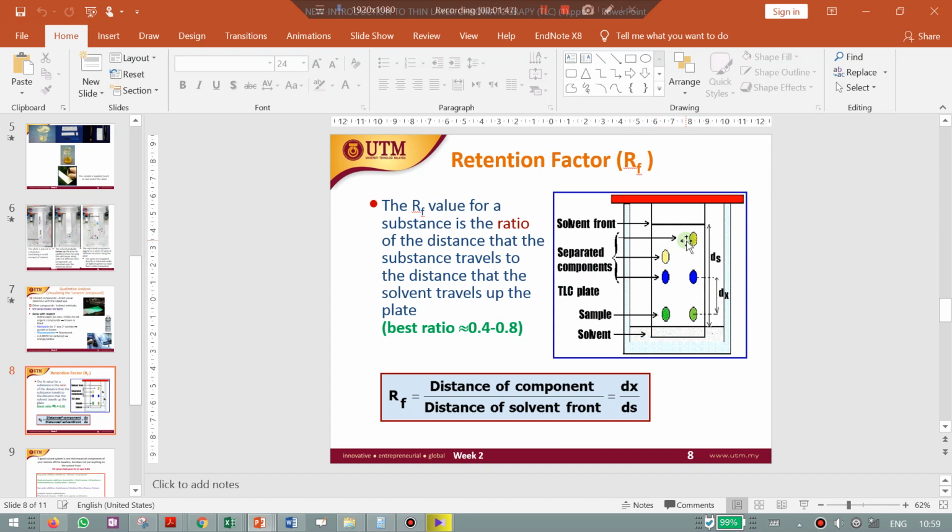But you need to monitor closely, because why? If you do not monitor closely, your solvent front akan sampai hujung lah. Bila solvent sampai hujung of the plate, it cannot be used. Okay, syarat je solvent front ni kena stop dekat atas lah. Dia tak boleh naik sampai atas sekali, sebab kalau tak nanti you punya result tak boleh pakai.